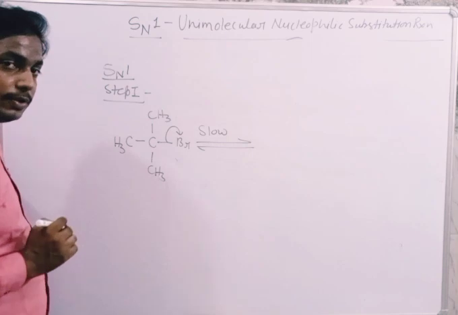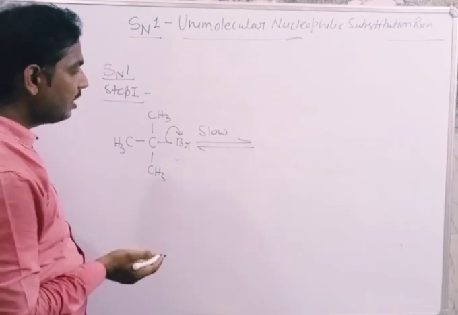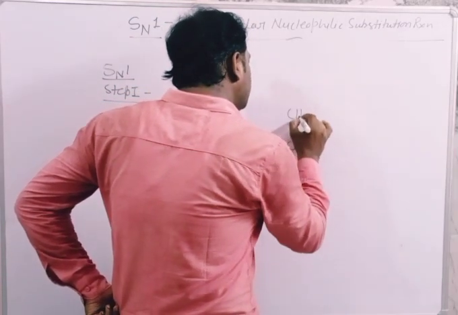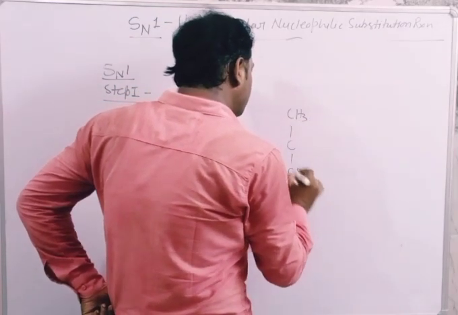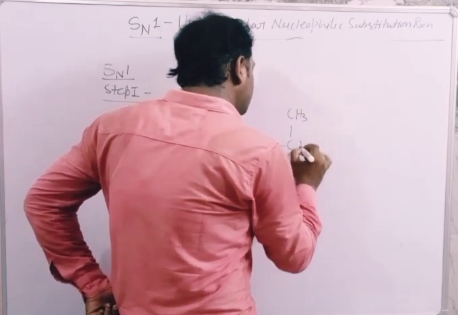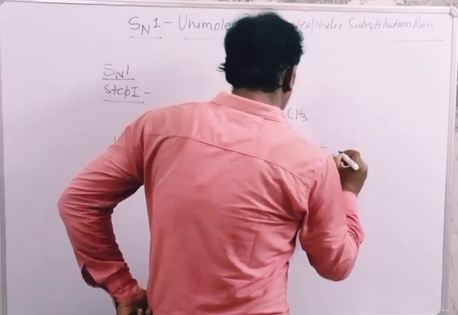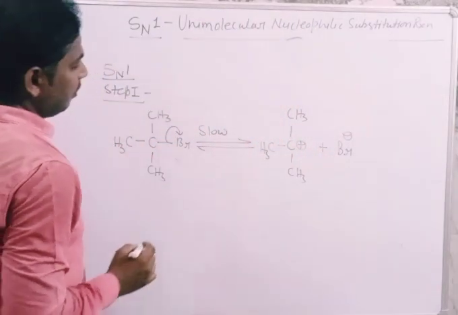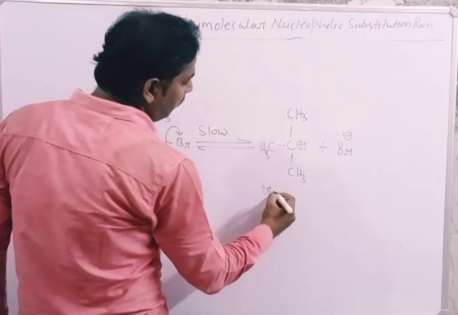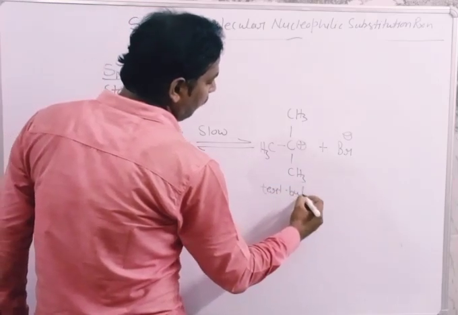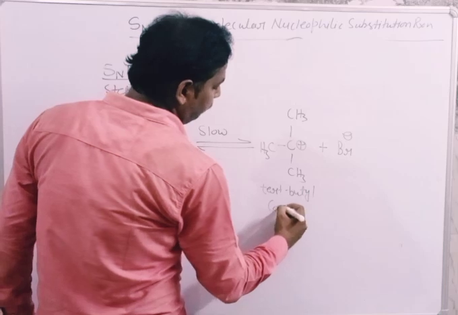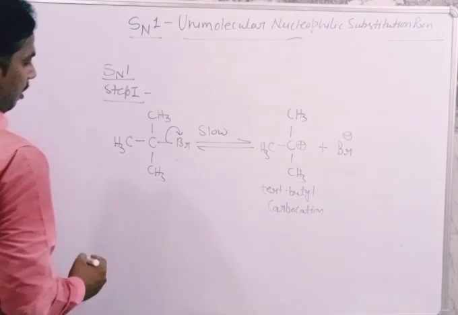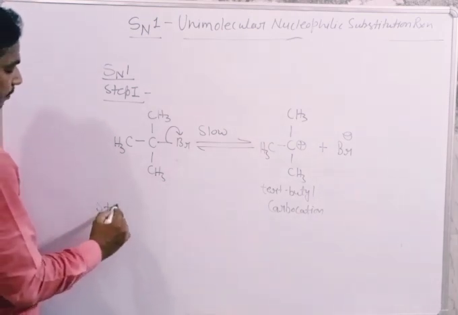What is the meaning of reversibility? The product can be converted into the reactant. So here, formation of (CH3)3C+, this is the carbocation, and this is the Br minus. So this is called the tertiary tert-butyl carbocation.